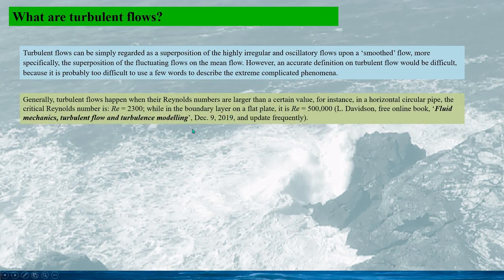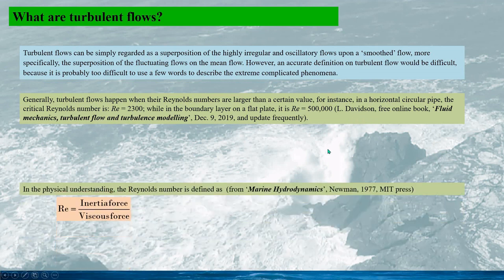Generally, turbulent flow happens when the Reynolds number is large enough. For instance, in a horizontal circular pipe, the critical Reynolds number is 2,300, while in the boundary layer on a flat plate, it is 500,000. This can be seen from the free online book, Fluid Mechanics, Turbulent Flow and Turbulence Modeling by L. Davidson.